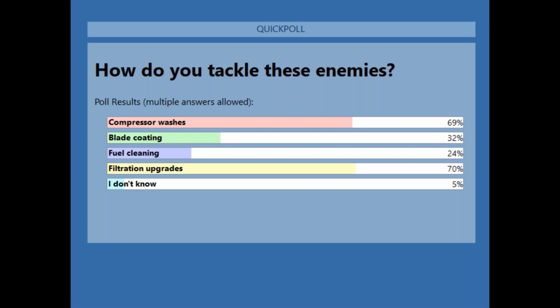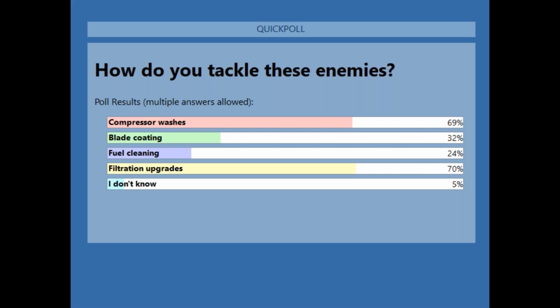As you can see on your screen, the results are kind of a tie between filtration upgrades and compressor washes. I think, as I mentioned in the introduction slide a moment ago, compressor washes are fairly common, almost standard operating procedure. But upgrades are also becoming more impactful. There are some OEs that are specifying very high levels of filtration, so that they can minimize the number of compressor washes for your site. Thank you, everybody, for answering that.